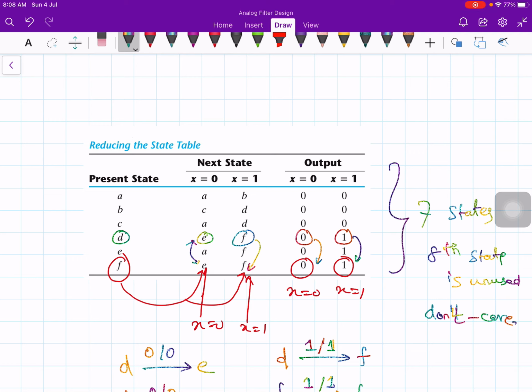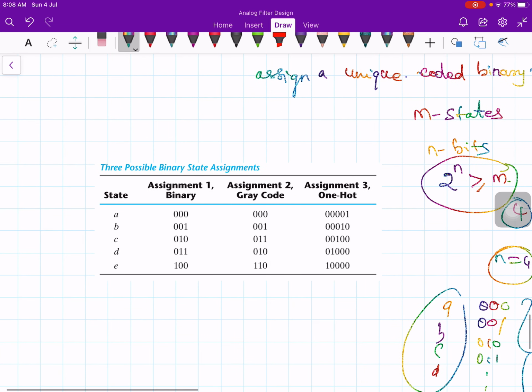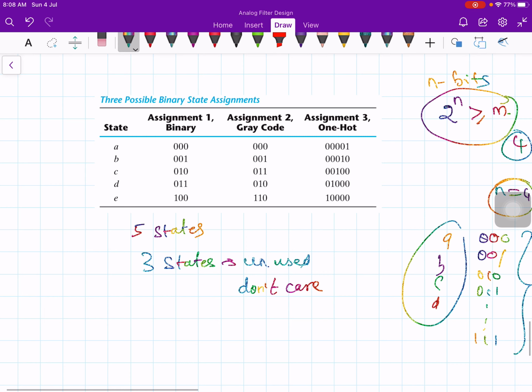Okay, if any combination is not used, we simply put a don't care condition, and this don't care will help you get a simpler expression when you simplify it. If you use this table, then we need 8 states and 1 state is unused. And in case I use this table, then I am only going to use 5 states and the remaining 3 states are unused. Unused means don't care. Don't care means you will get a simpler expression.